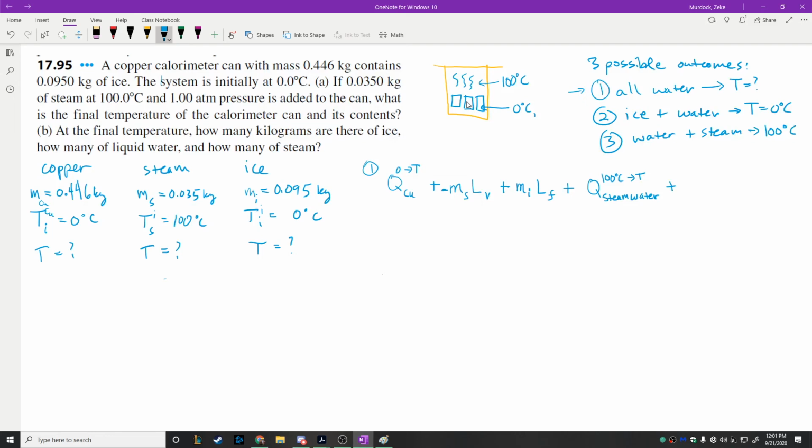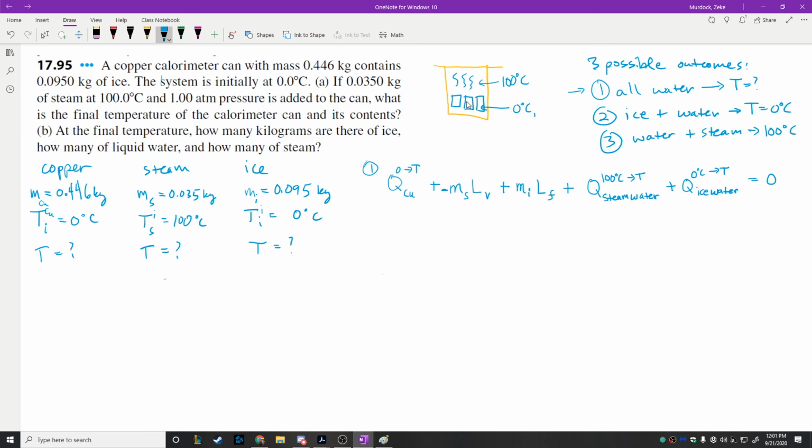And then the last thing would be the Q for what? What's the last Q that I need on here? Ice water, yep, exactly. So now the ice that melted into water has got to go from 0 up to T. So these two terms will have a T in them. There's 3 terms with a T, and then there's 2 terms that just have some kind of number here, right?